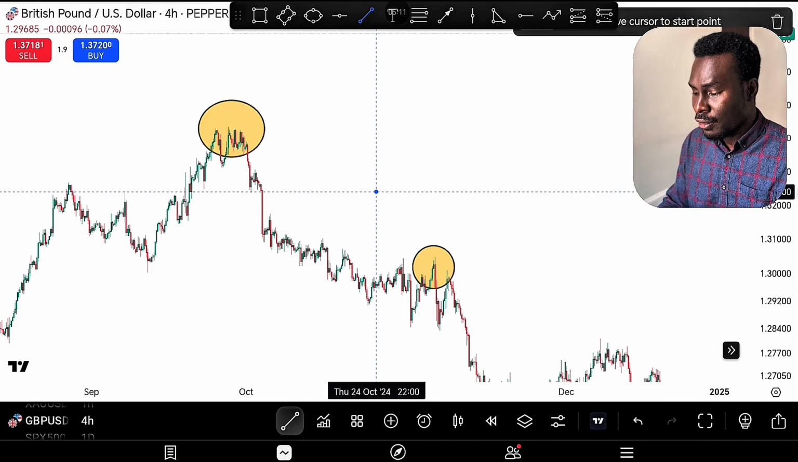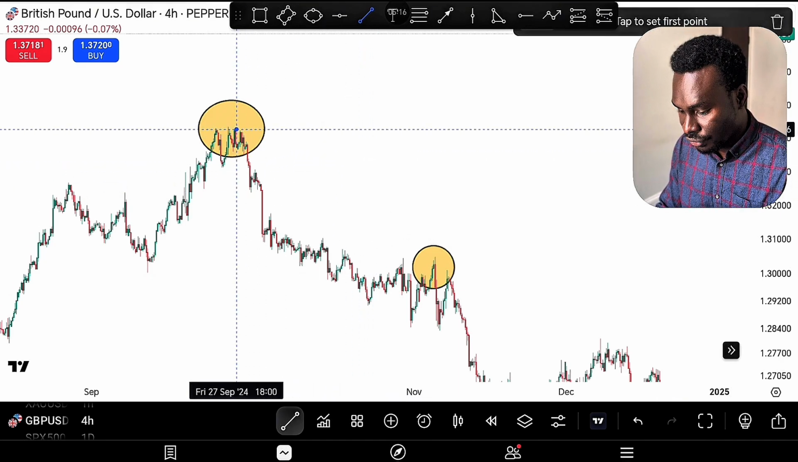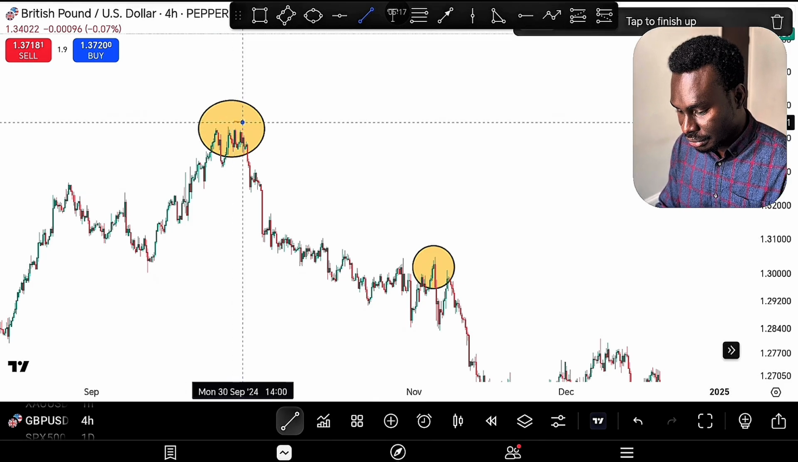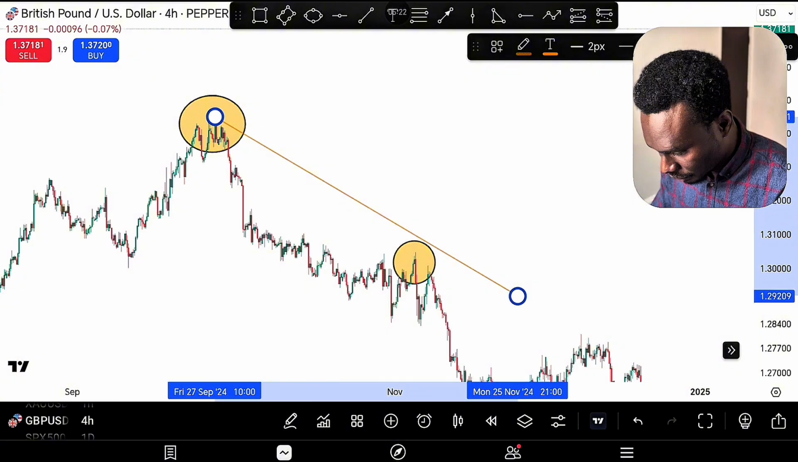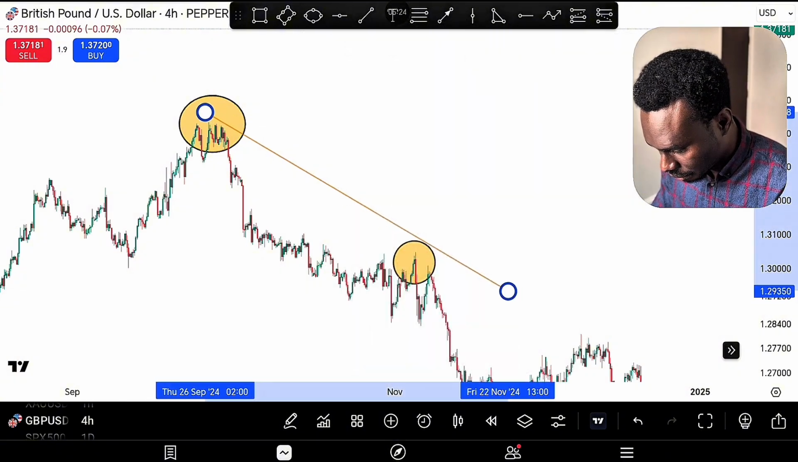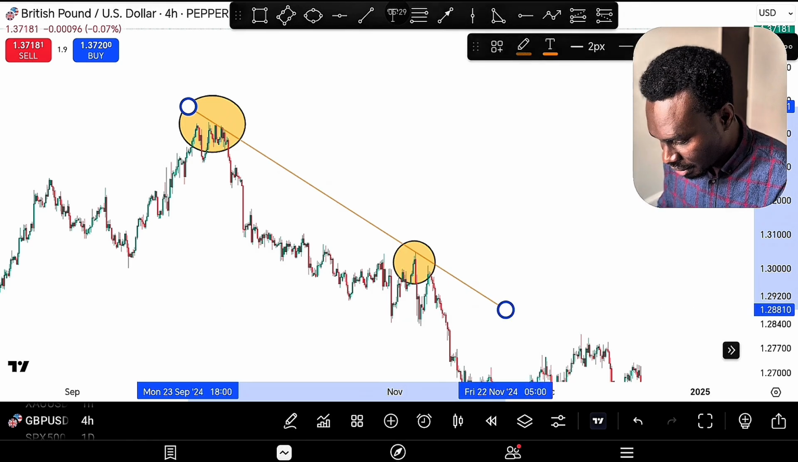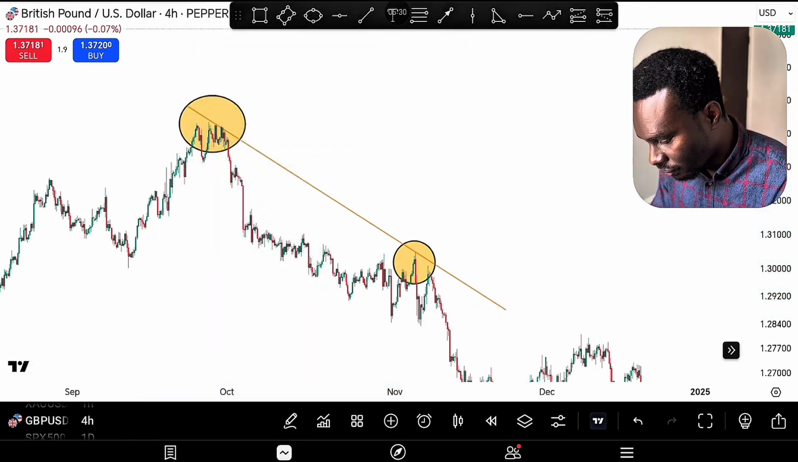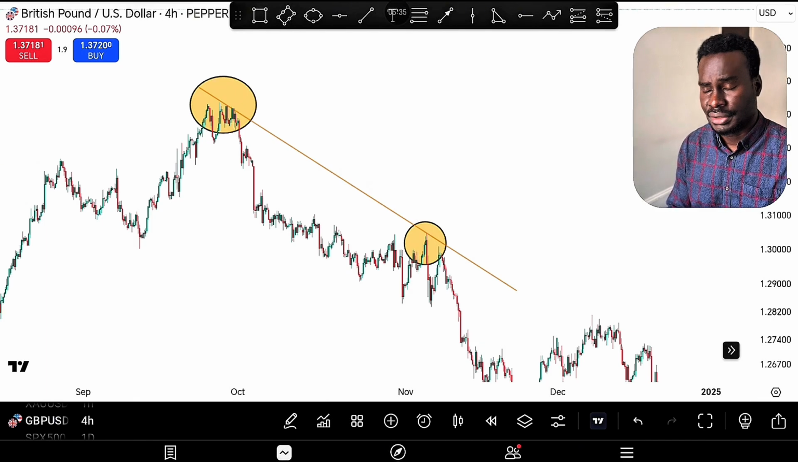All I need to do now is to pick up my trend line tool and join it like so. So I'll find the most obvious point here. I'm just going to draw this first of all, then I'll put it together so you can see. Then join it. Easy. This is how I love to draw my trend lines.